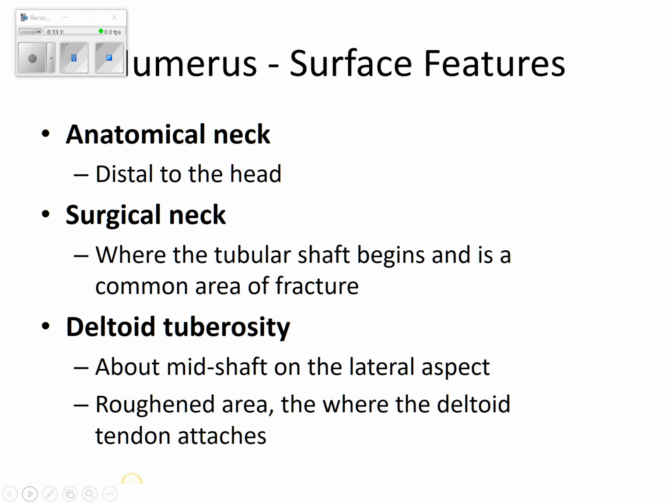Anatomical neck. That's distal to the head, and it looks like a line, but it marks the extent of the joint cavity. You have the surgical neck, which is where the tubular shaft begins and is a common area of fracture. Deltoid tuberosity is about mid-shaft on the lateral aspect, and it's a roughened area, and that's where your deltoid tendon attaches.